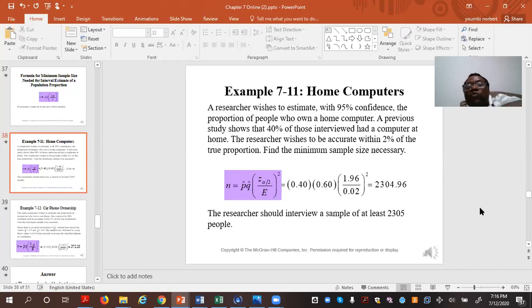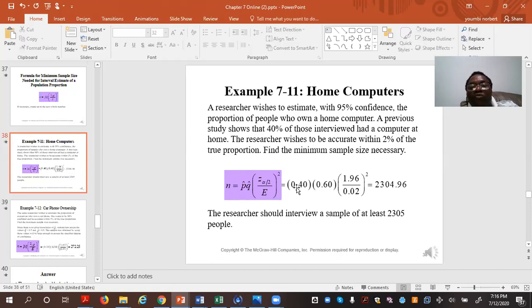A researcher wishes to estimate with 95% confidence the proportion of people who own a home computer. A previous study shows that 40% of those interviewed had a computer at home. The researcher wishes to be accurate within 2% of the true proportion. That is, the researcher does not want to be wrong by more than 2%. So here our margin of error is 2%, which is 0.02.